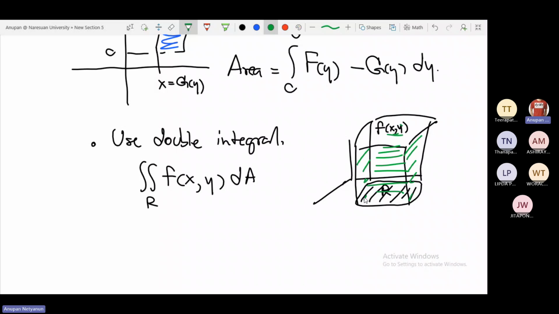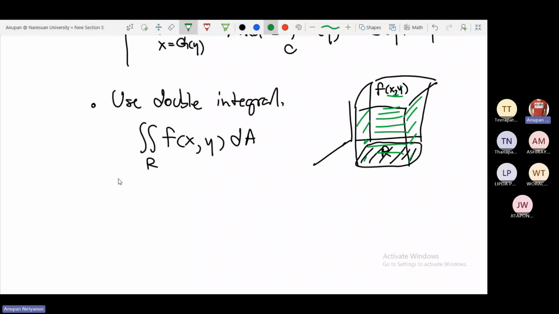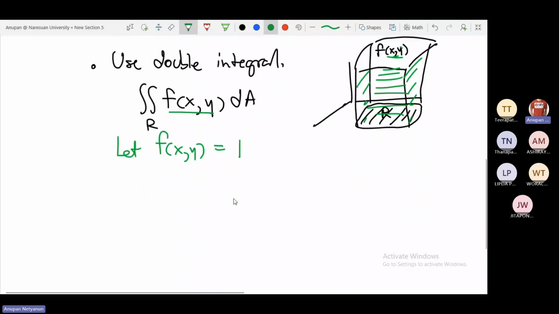Now, if we let your function be a constant function equal to 1, let's see what happens. So your double integral becomes this.